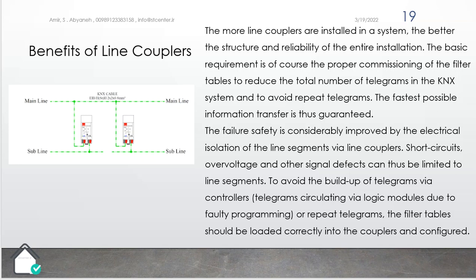To avoid the build-up of telegrams via the controllers, telegrams circulating via the logic module due to faulty programming or repeat telegrams, the filter table should be loaded correctly into the coupler and configured, okay? And you know that even if we make the ring in a wrong way, the routing counter prevents the loop. But one of the important things is in line coupler or IP router is always you should download any changes to these devices to make sure that the filter table is fully updated according to your last configuration, linked group addresses, and any parameterization.